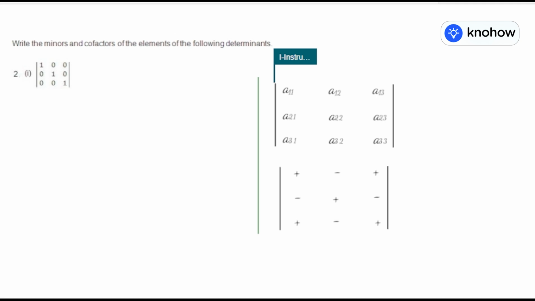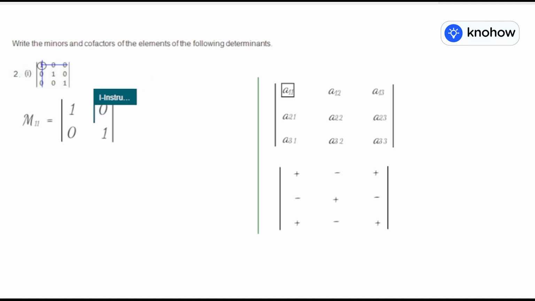What is the minor of this element 1, that is A11? If you delete the row and column through 1, you are left with this determinant 1, 0, 0, 1. And what is the value of it? It is 1 into 1 minus 0, so it is 1. And what about the corresponding cofactor? At this place, the sign being positive, it will remain exactly the same as the minor, that is 1.